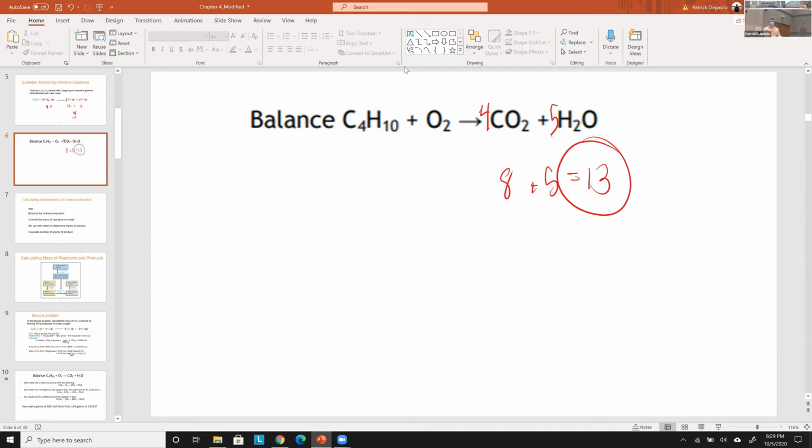Okay, so then you get a little snag. You have to make the coefficient of O2 equal 13. Well, whatever whole number you put there, it's going to be an even number. You can't get 13, right? So what would you do?